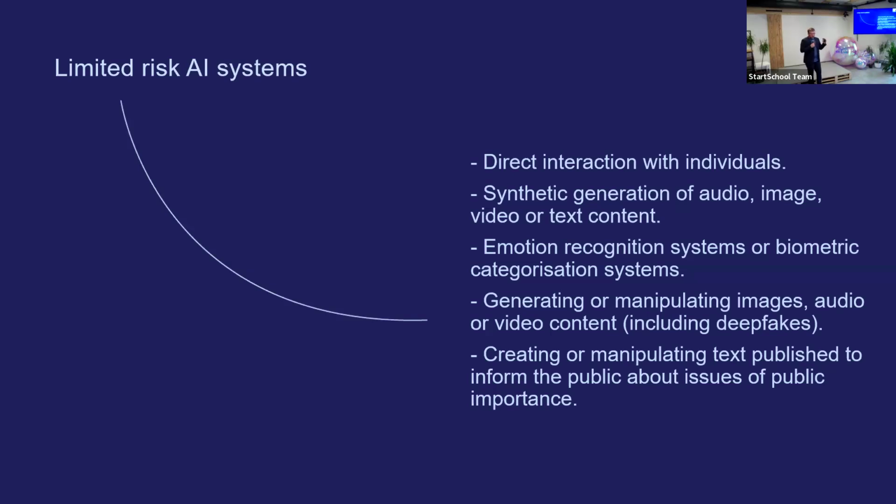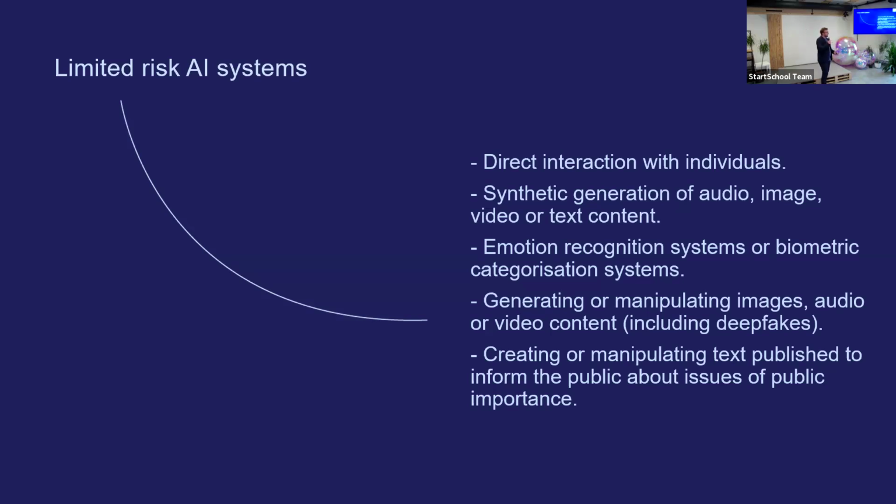Then the next stage is limited risk systems, which are the systems we typically use, maybe as individuals, when you are directly interacting with them, such as chatbots. Also synthetic generation of audio, video, or images, which we might use for marketing materials, emotion recognition systems, manipulating images or audio, also known as deepfakes, or creating or publishing text.